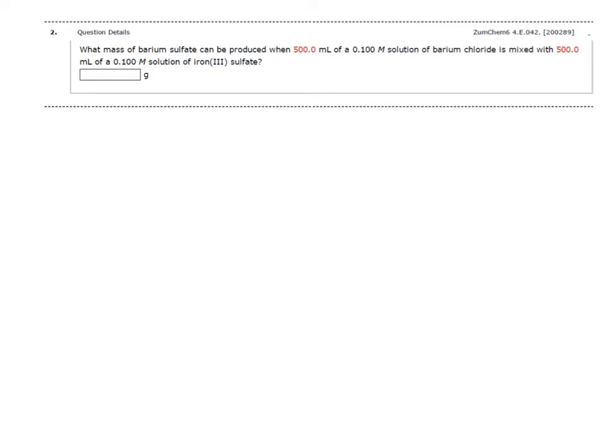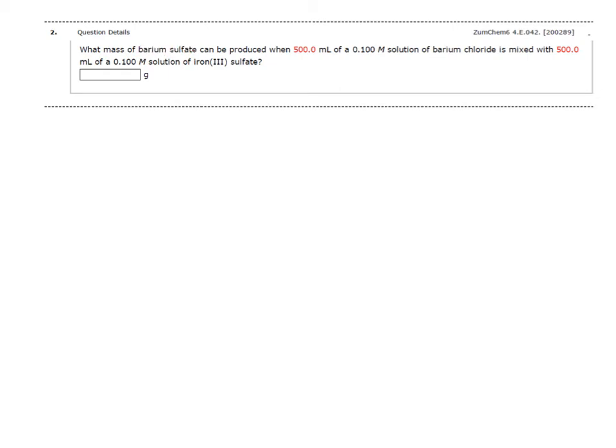Homework 9, Question 2. Here we're presented with a volume and a molarity for each of two reactants. Automatically I know that this is going to be a limiting reagents problem because they're giving us enough information to find moles for two things. Part of the challenge, of course, is to convert between words and formulas.